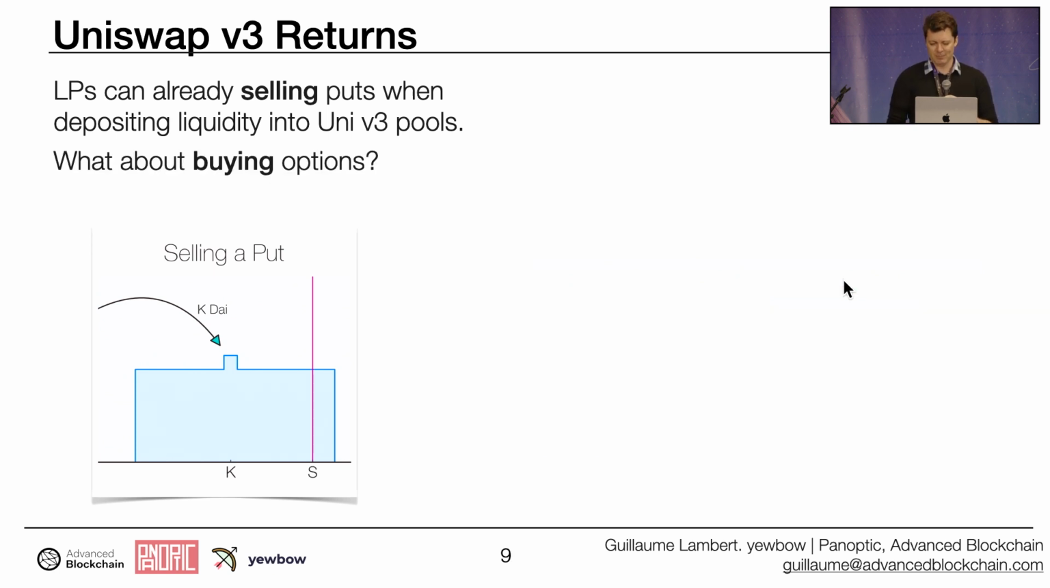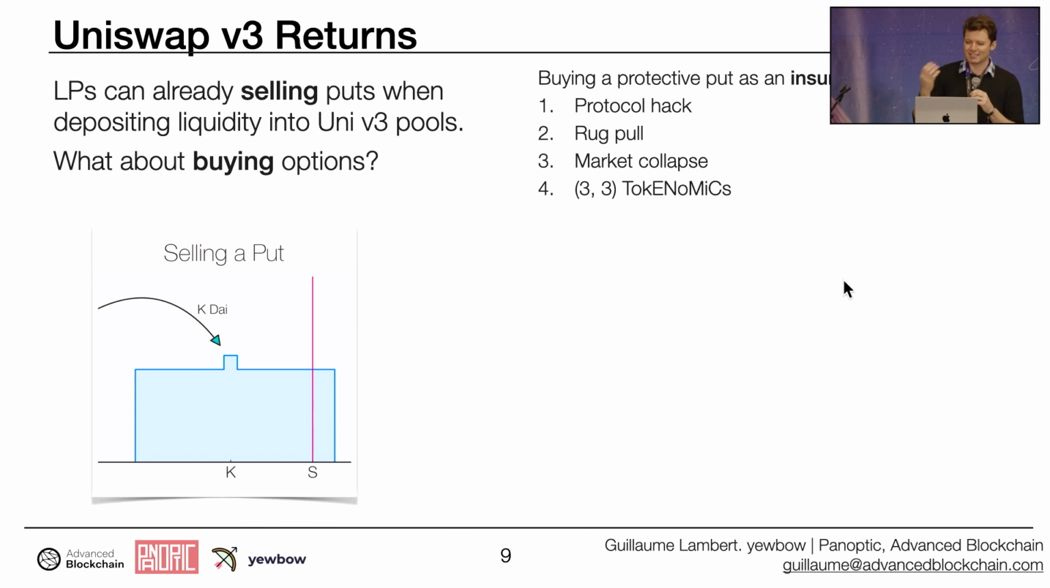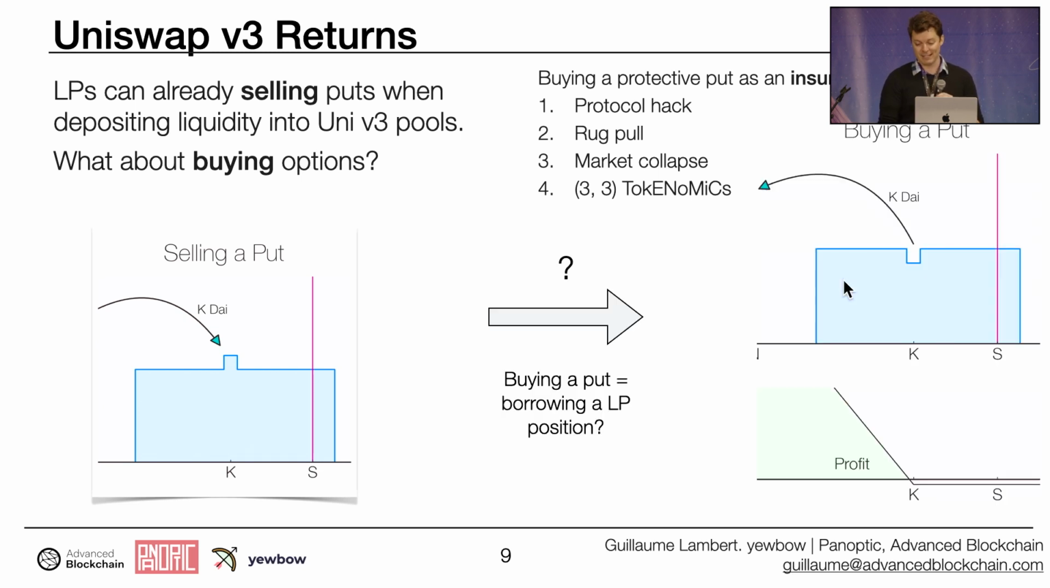But what's interesting, and what people want to be able to do, is buying options. What about buying a put? Naively, you can think of buying a put as an insurance policy: if, say, there's a protocol hack or a rug pull, some market collapse or some dubious tokenomics, you maybe want to be protected on the downside so that when the price collapses, you'll be benefiting. So one naive way of thinking about this: maybe you do the opposite of a short put.